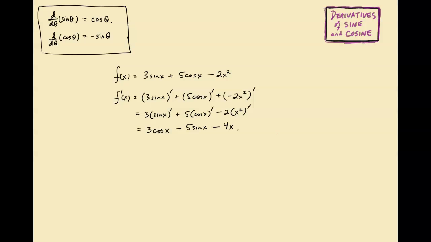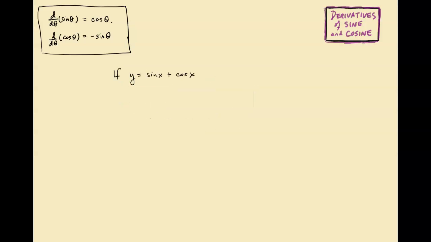I wrote this out very carefully, but in practice, after doing a few of them, you should be able to just look at this thing and write down immediately that the derivative is 3 cosine x minus 5 sine x minus 4x. One more thing. If y is sine x plus cosine x, then the derivative of y with respect to x is clear. It's cosine x minus sine x. I don't think that will cause anyone any trouble.